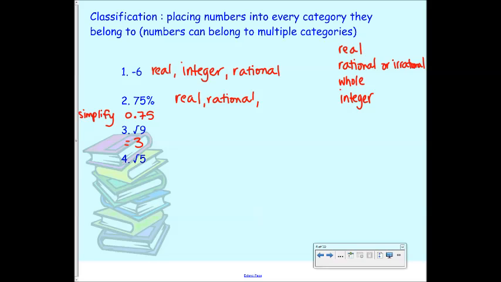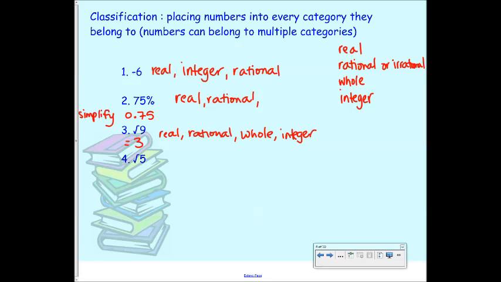Last but not least, square root of 5. It's real. Why is that one irrational? Is it a perfect square? No. So if you did it in a calculator, what kind of number would it give you? Some decimal that has no pattern, that doesn't repeat, that goes on forever. Good. So that's real, irrational. As soon as it's irrational, can it be anything else? No. So you're done there.